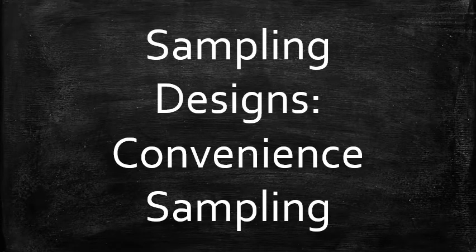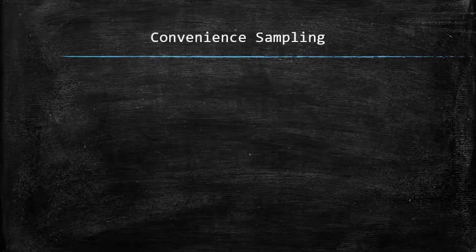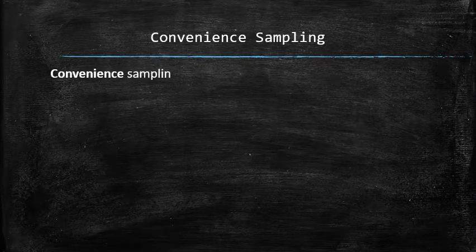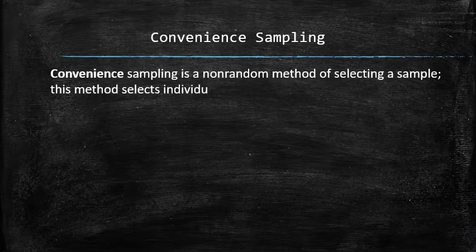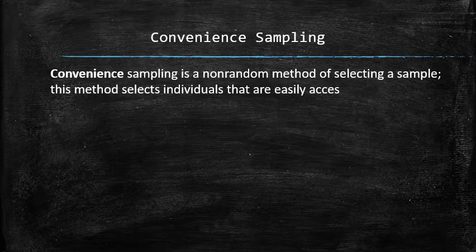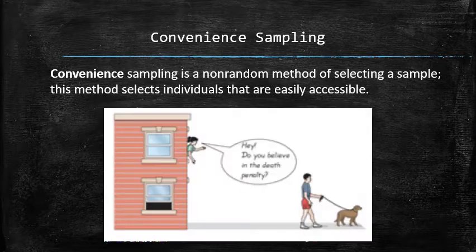Next, we will discuss a convenience sampling method. Convenience sampling is a non-random method for selecting a sample. This method selects individuals that are easily accessible. Here's a diagram that summarizes the convenience sampling procedure.